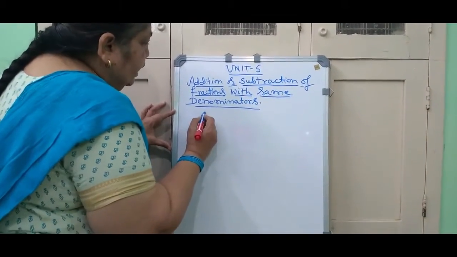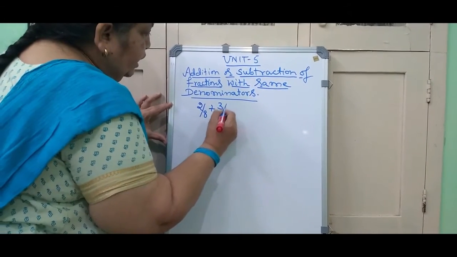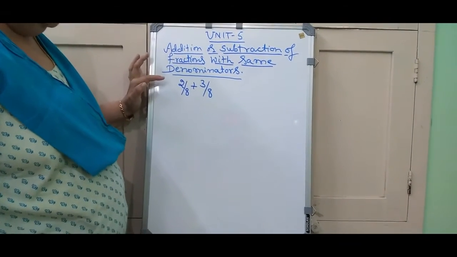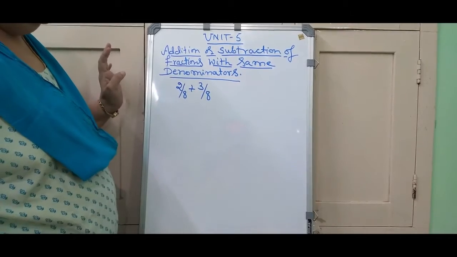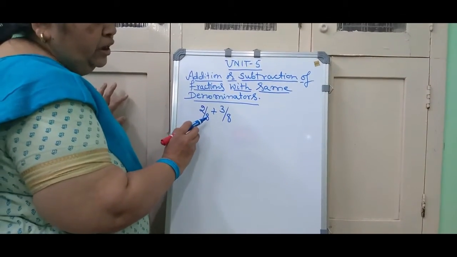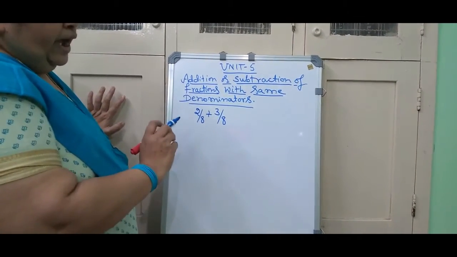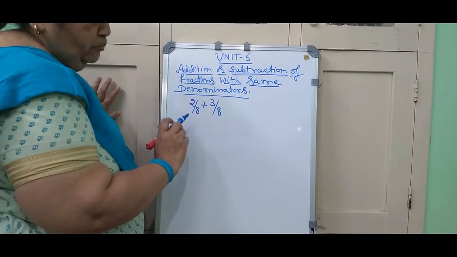Now, let us consider the example. See, 2 by 8 plus 3 by 8. Here there are two fractions. You can observe 2 by 8 is the first fraction and 3 by 8 is the second fraction. In between these two fractions, a plus sign is there. So here to add these fractions, it is very easy and very simple.